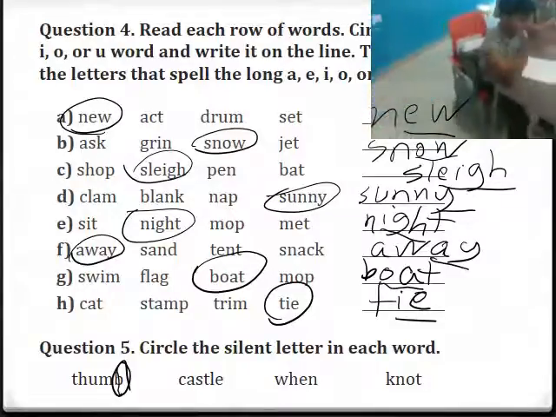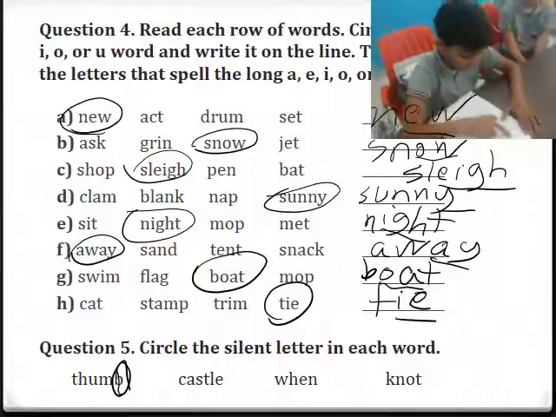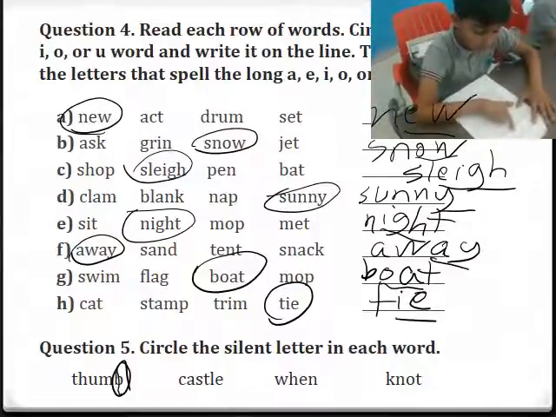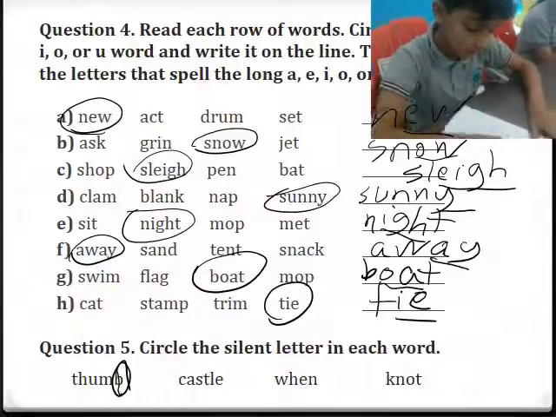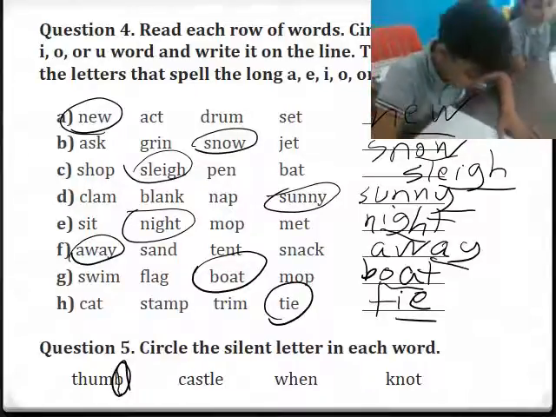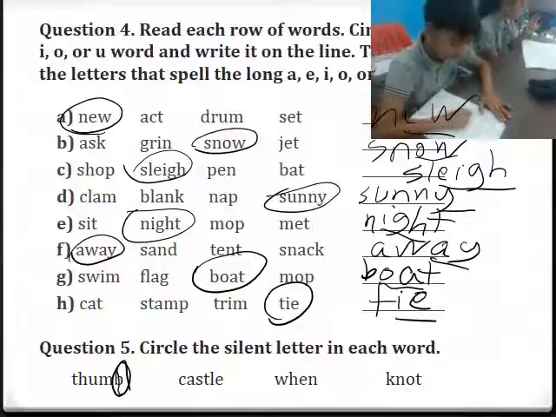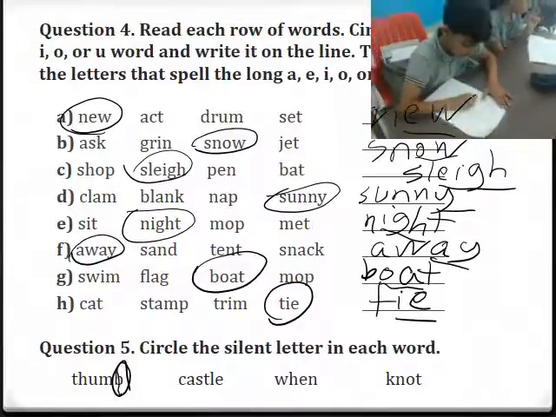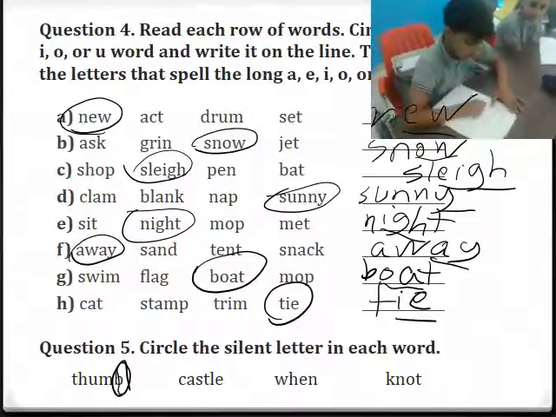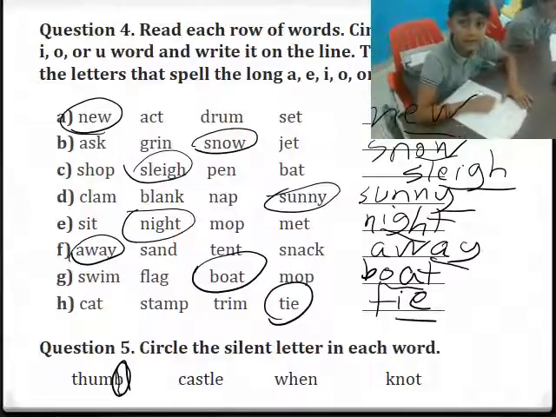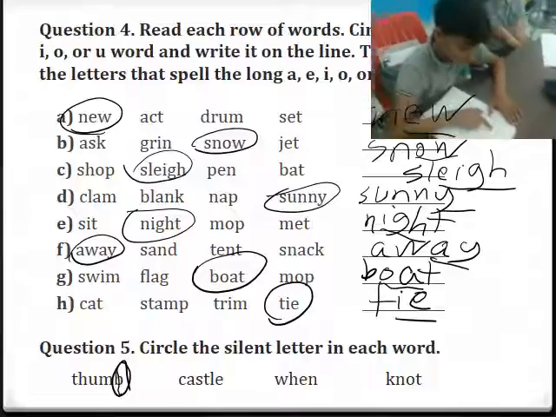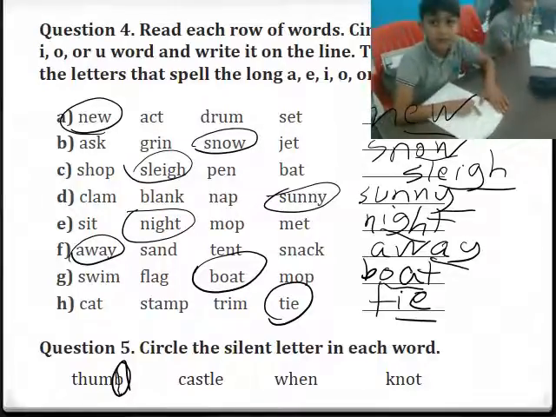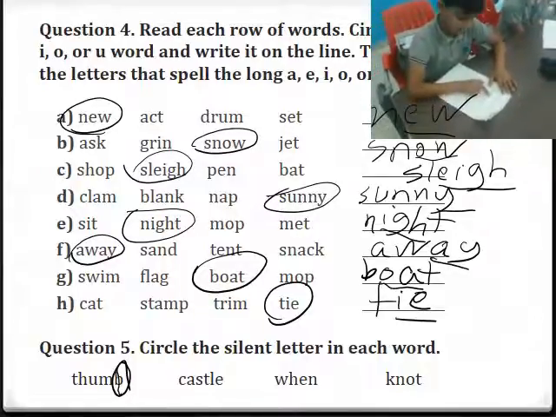Yes. Next word. Smile, read it. No, the next word. We already finished thumb. Now we are here. Which word? Read it. Castle. Okay, which letter is silent? In the word castle, which letter is silent? T. Very good. So we circle T.